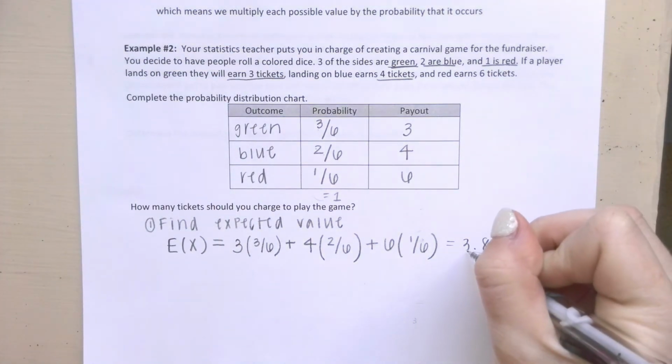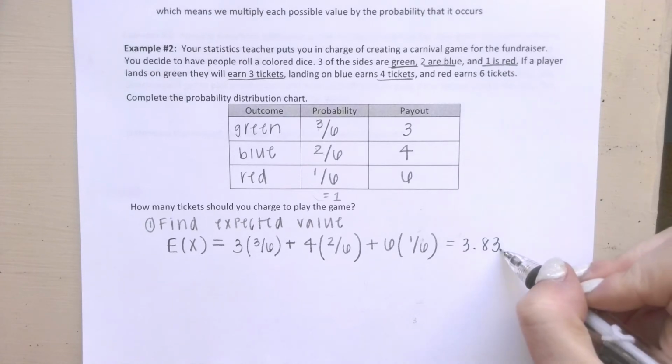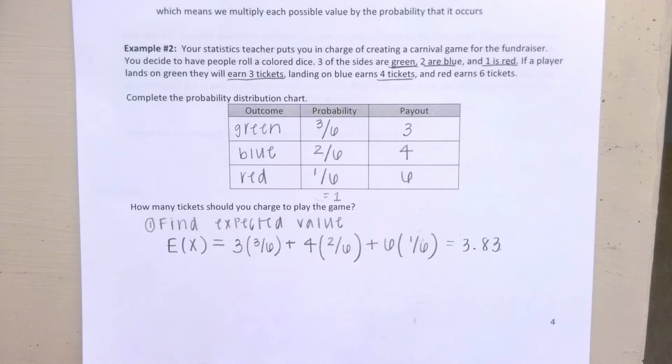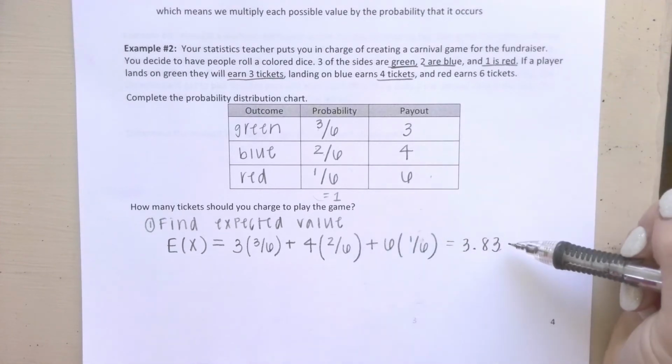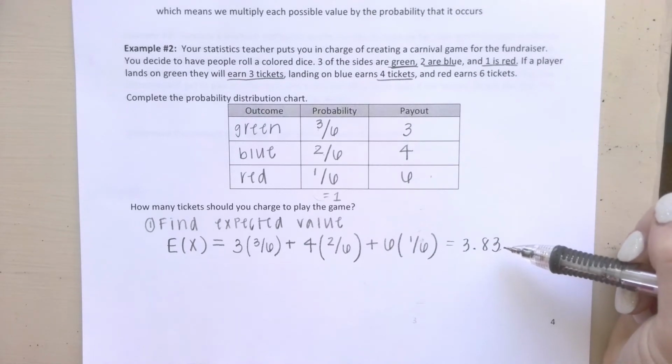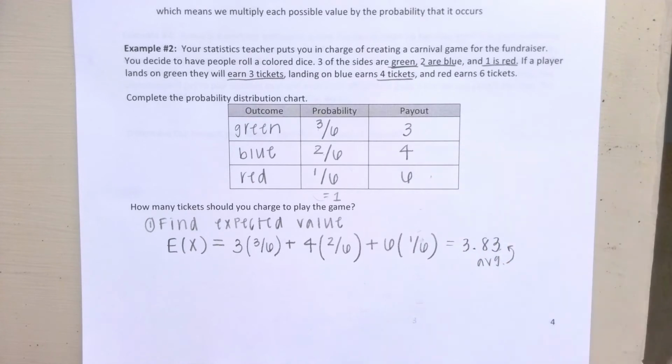Okay, now this 3.83 means that on average, as people play the game over and over and over again, we expect them to be winning 3.83 tickets. Now what's confusing is, is that an option for playing just one game? No, someone either wins 3 or 4 or 6 tickets. 3.83 isn't even an option. This is an average, so we're saying on average, I'm expecting them to win this amount.